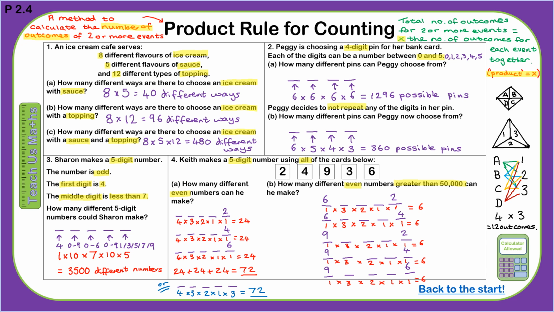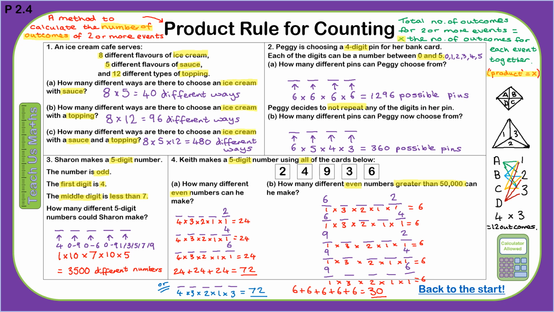And then we can just add all of these together. So 6, add 6, add 6, add 6, add 6. There are 30 different even numbers greater than 50,000 that Keith can make using all 5 of those cards.